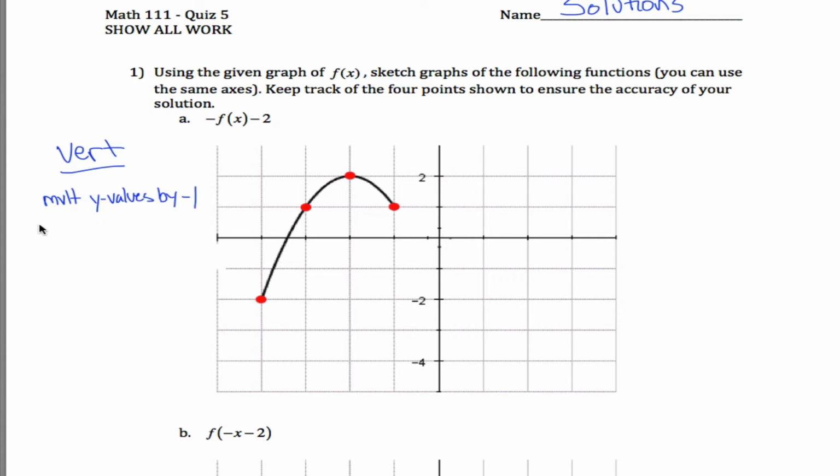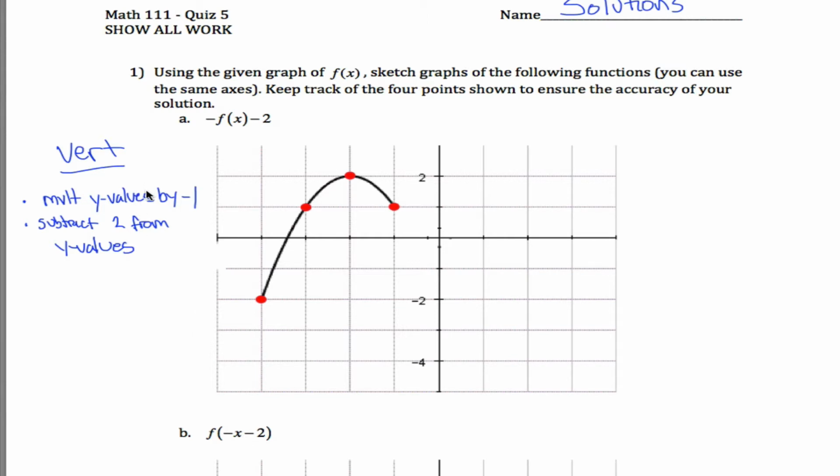Then this minus 2 right here just means that I'm going to subtract 2 from all my y values. And again, I'm doing it to the y values because it's the f of x that I want to subtract 2 from, not the x like you see down here. So I got these two vertical transformations.